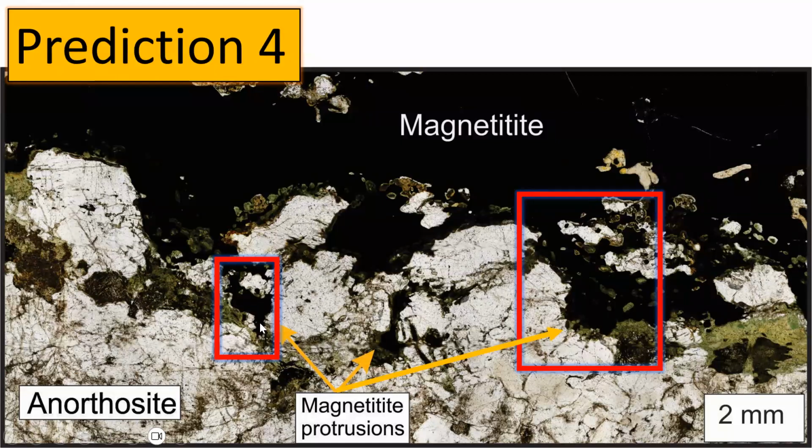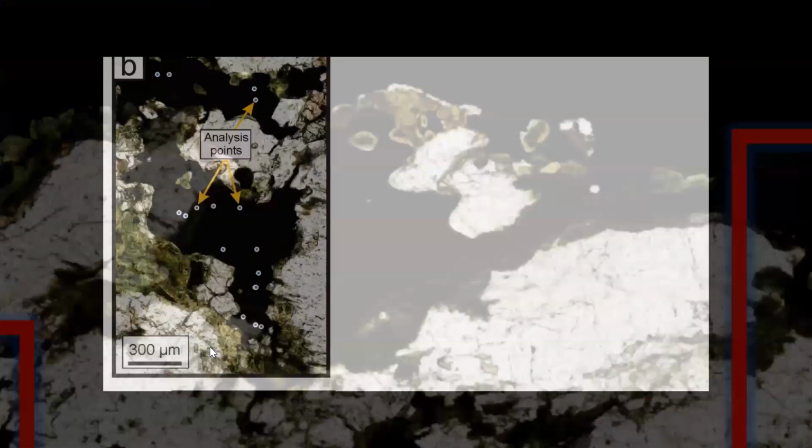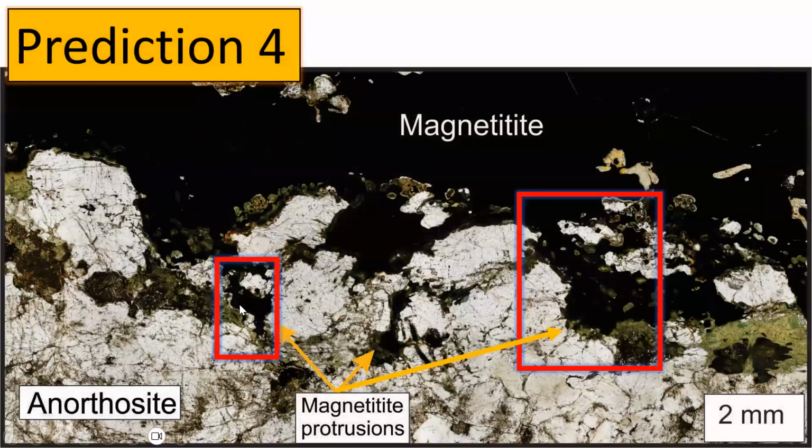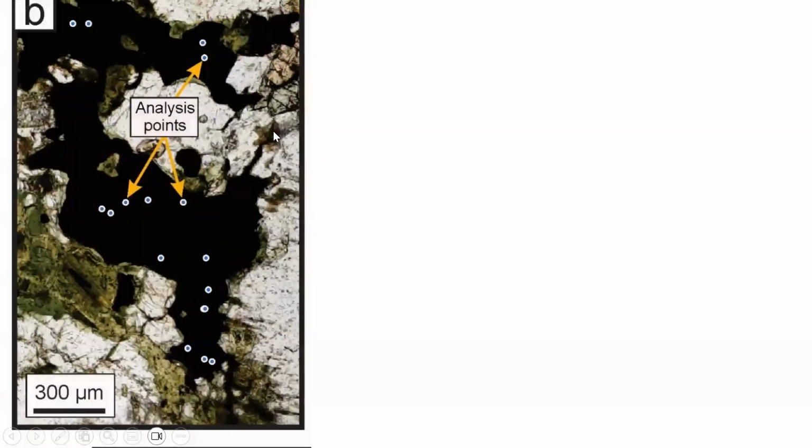anorthosite. Now, the prediction here is, if we had chromium-rich melts moving upwards from below, I would expect these protrusions to be most susceptible to reactions, since they don't have any magnetite around them to compete for chromium. So I would expect them to be really rich in chromium. So we analyzed this little protrusion on the left with the microprobe. And I think we actually found something that's unexpected, but really interesting.